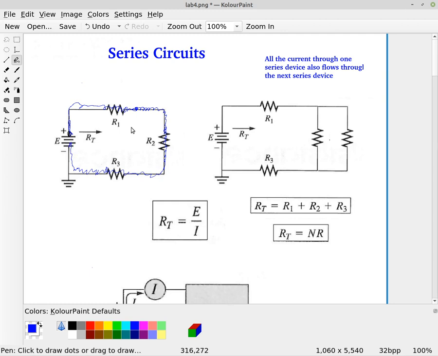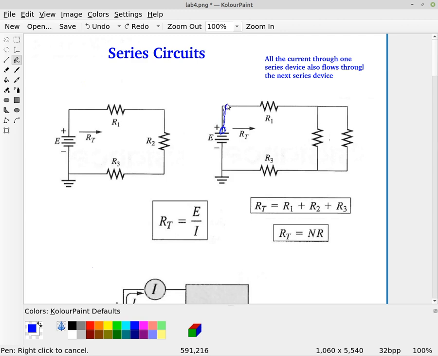Remember, for a current to flow, it has to have a complete path. And so the current is the same everywhere within this circuit. All the current flowing into resistor R1 is coming out of R1 and going into R2, coming out of R2 into R3, and coming out of R3 and going into the power supply. So these resistors are in series.